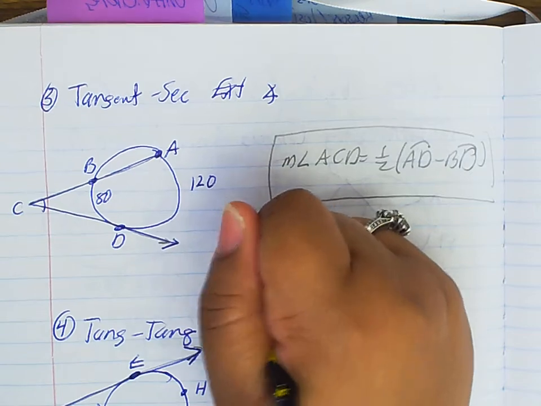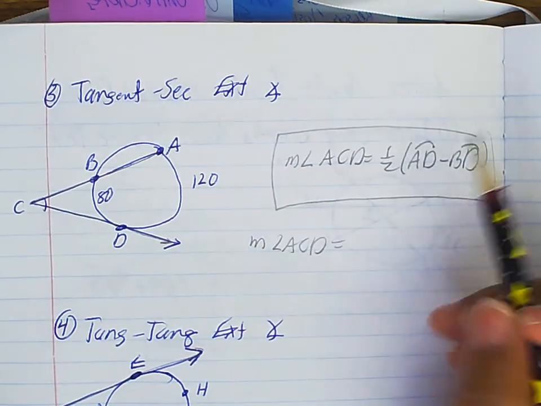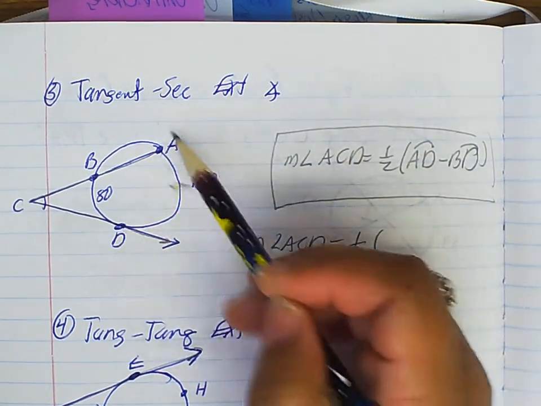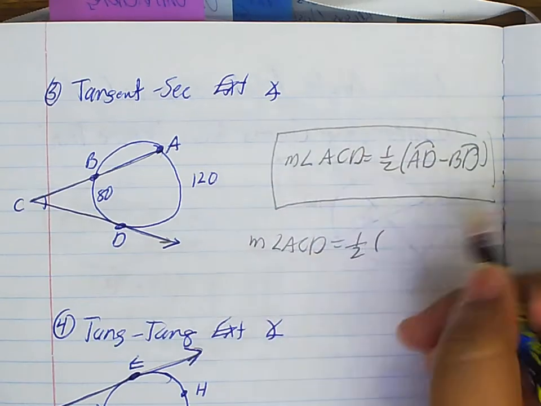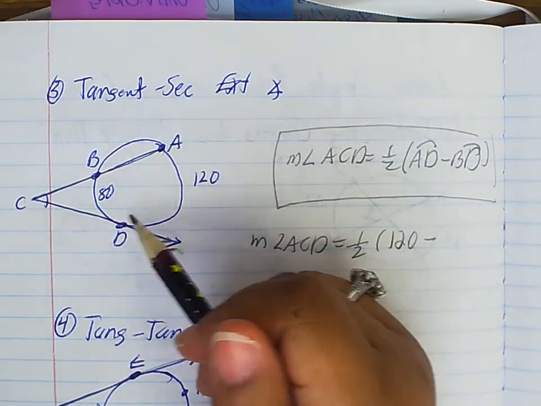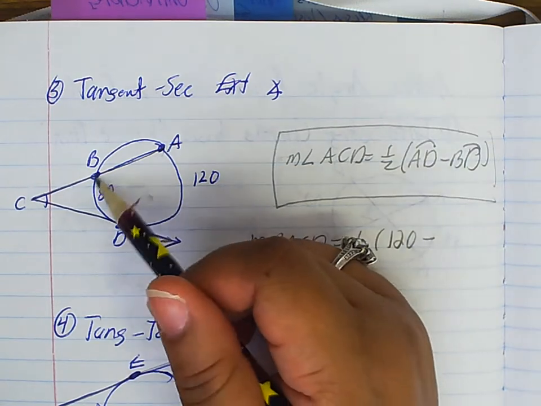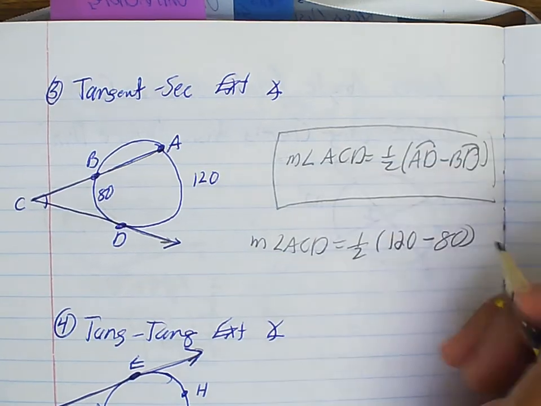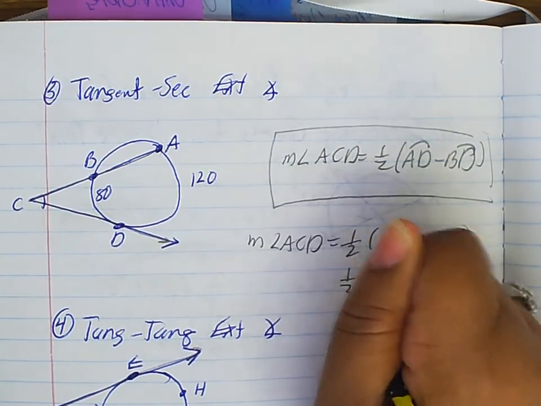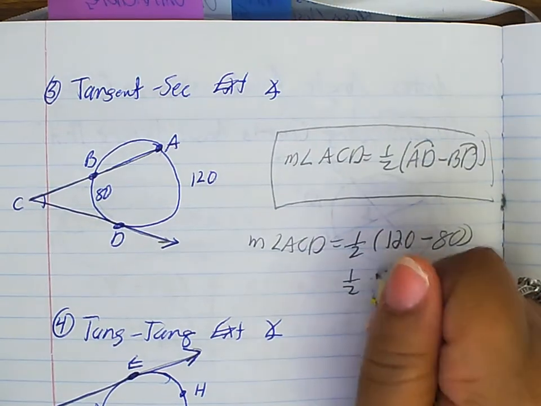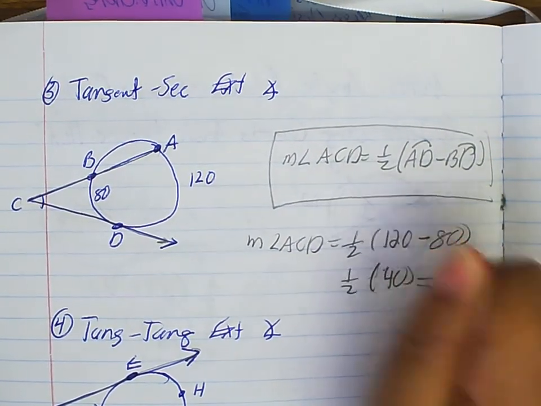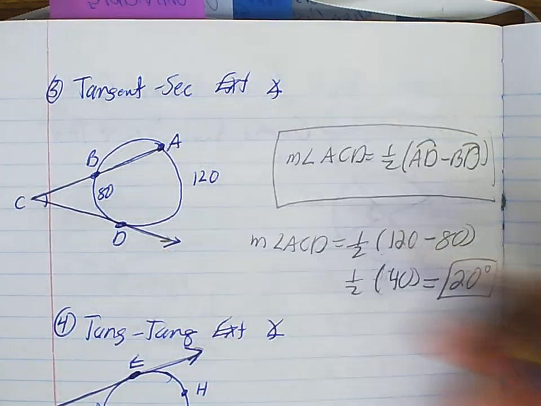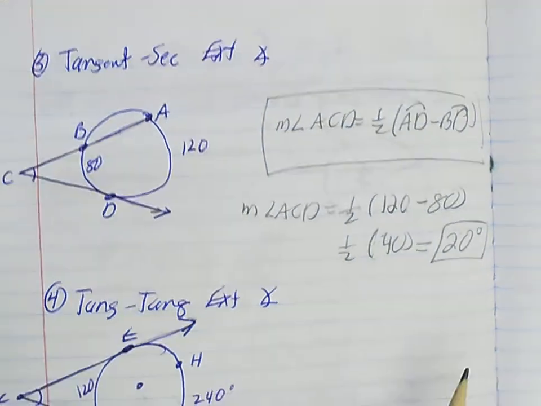All right, so if I'm looking for the measure of angle ACD, I know I'm going to do 1/2. Then I'm going to find this arc right here. It's always going to be this arc, the bigger one. So this arc turned out to be 120 minus, because you can't do the smaller one first, so always the bigger one, minus the smaller one, which is this one here, which is BD. In this case, it is 80. Okay, so we get 1/2 times the subtraction, which is actually 40. And then put that in the calculator, it turns out to be 20 degrees. Again, it's going to be bigger minus smaller. Okay?